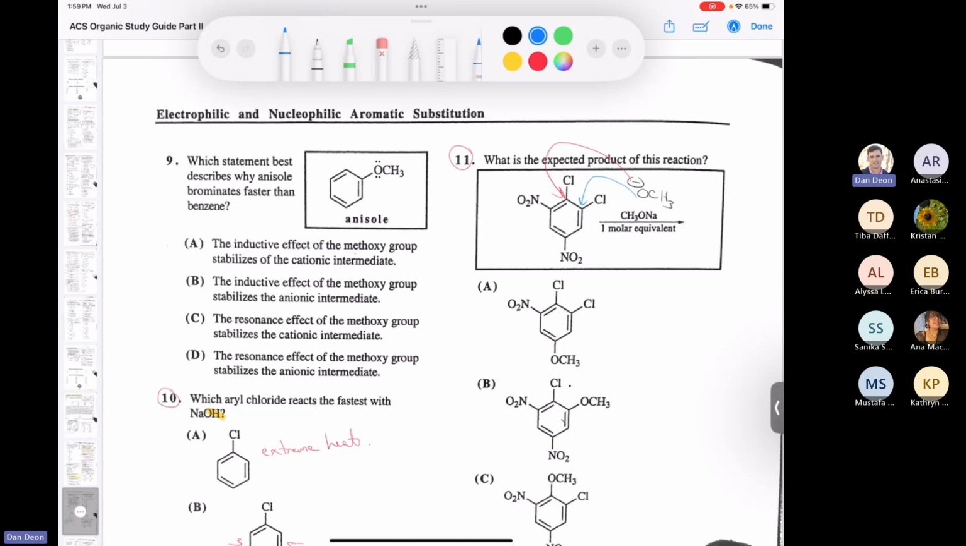Can anybody tell me which arrow is correct? Would my red arrow be right, or my blue arrow be right? Because only one of them is right. One of them is wrong. Did anybody answer that based on what we said about SNAR? It's going to be the red arrow that's going to be the right one, okay?